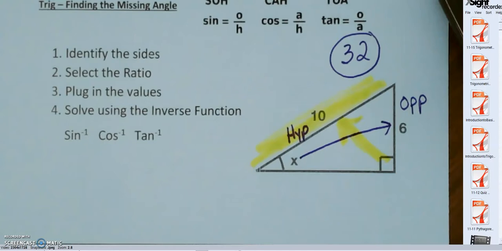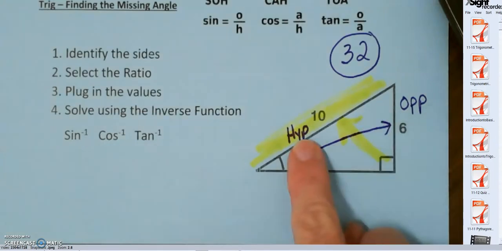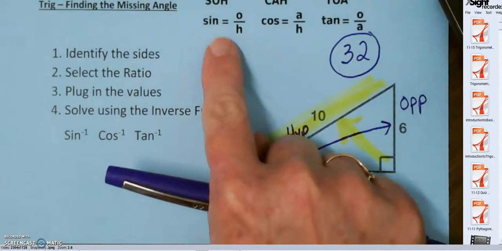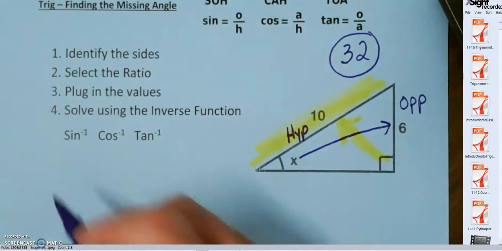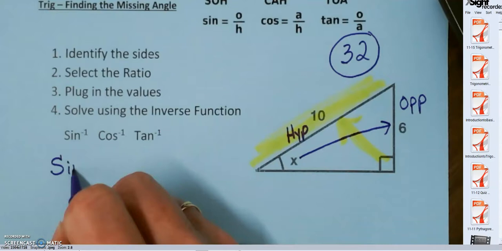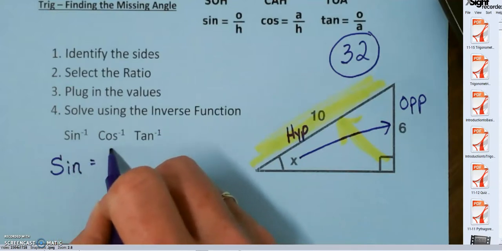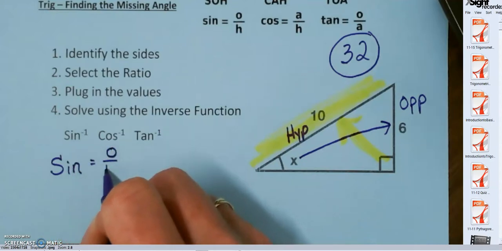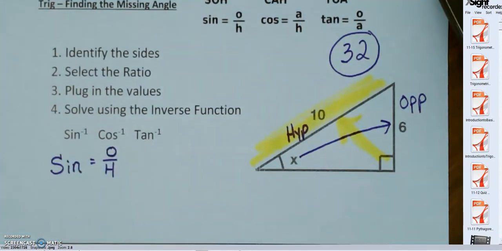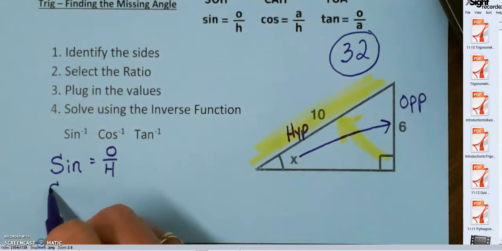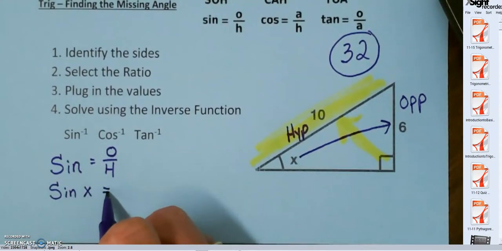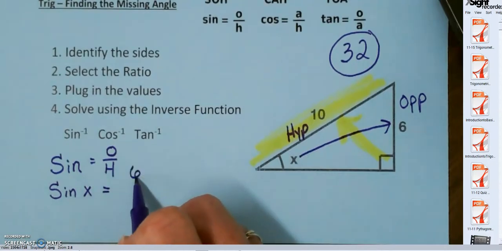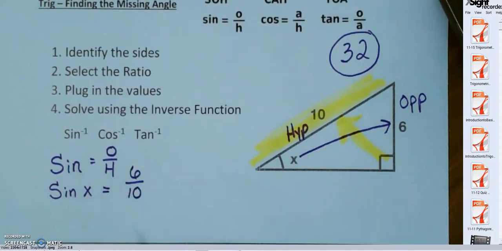Step number two, select a ratio. I have an opposite, I have a hypotenuse. Which one of the trig ratios uses O and an H? Sine. I like the way you guys are saying it correctly now. So the sine is the opposite over the hypotenuse. Now I'm going to plug in the values. The sine of angle x is equal to 6 over 10.